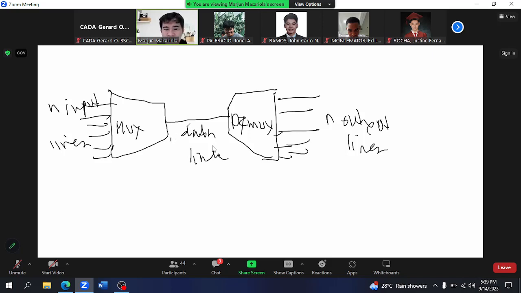single data link or across a single data link. Okay? So, yun yung ginagawa ng multiplexing. So, through the use of digital communications, you can use multiplexing using multiplexer and the demultiplexer.